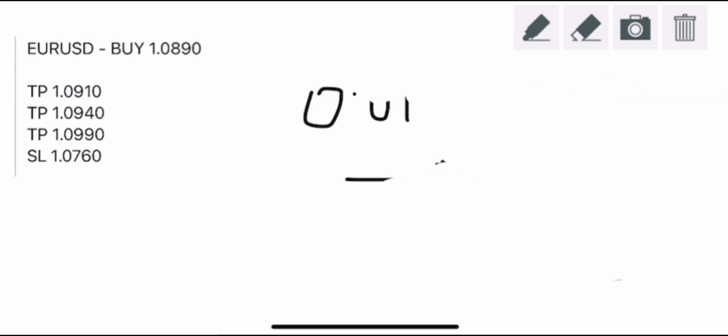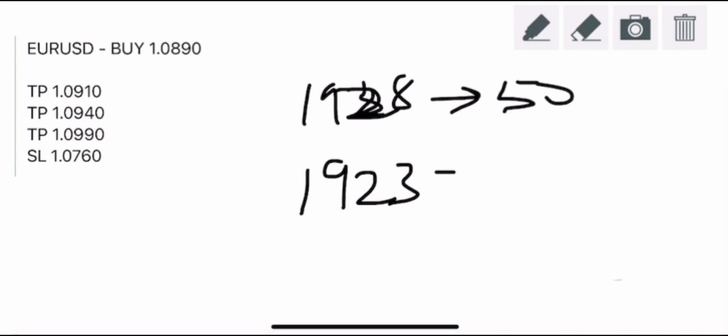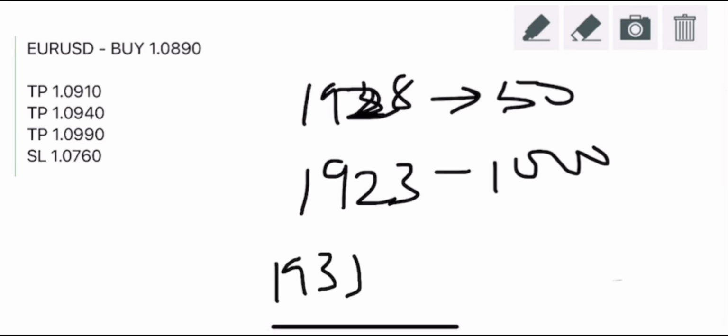So now there's another thing I will show you guys here. Bringing back this gold signal, as you can see, the first TP is at 1928. Then the second one is at 1923. At this place, what you've grabbed here is 50 pips. Then at this place, you've grabbed 100 pips. I'm saying if you sold it at 1933.